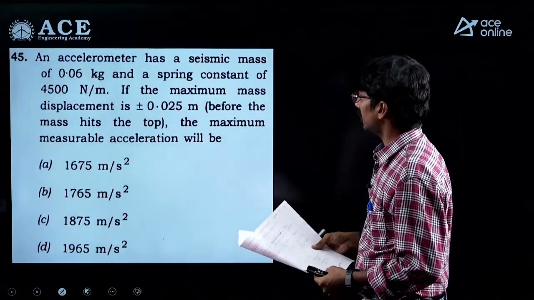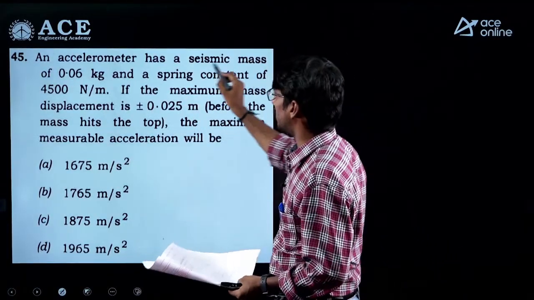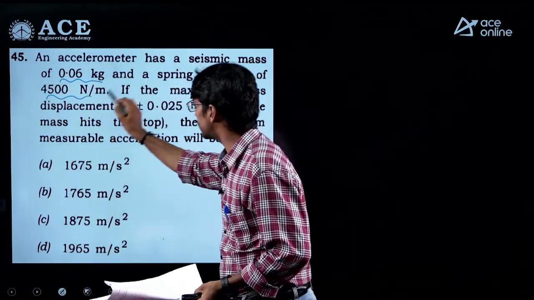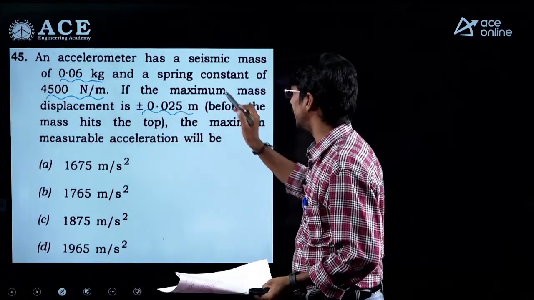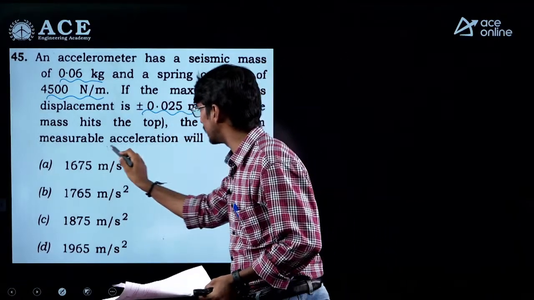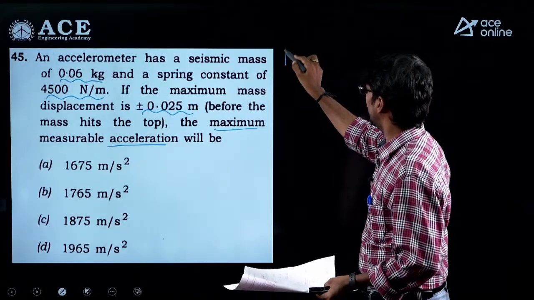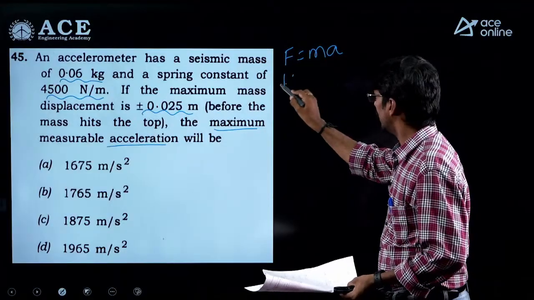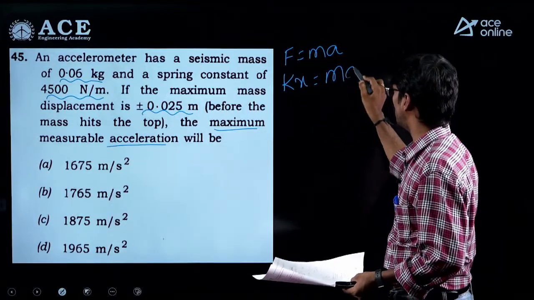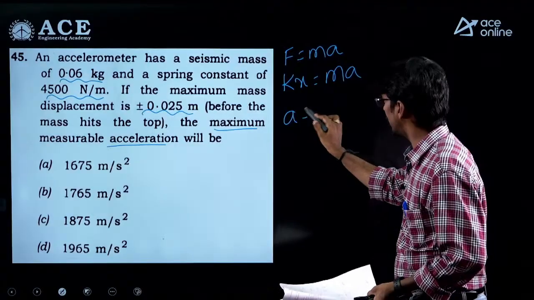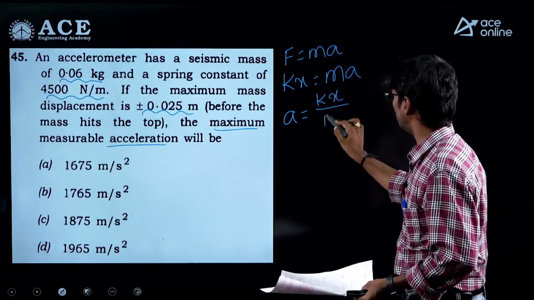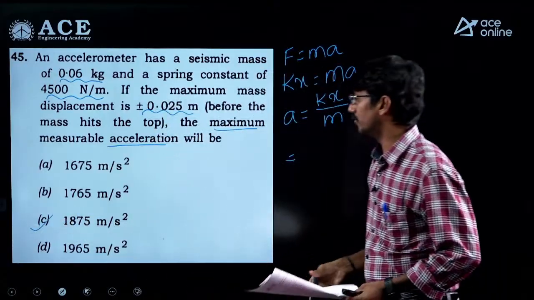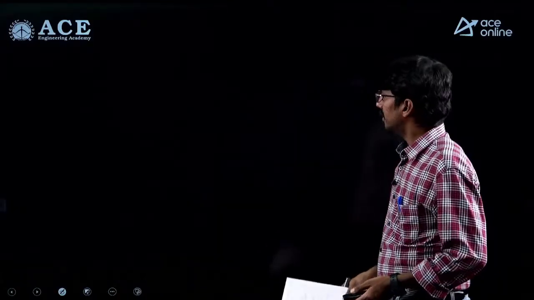Next one, an accelerometer has a seismic mass of 0.06 kg. Mass is given, force constant is given, and displacement is given. So what is asked? Maximum measurable acceleration. Simply F is equal to mass into acceleration, and F is K into X is equal to mass into acceleration. So acceleration is equal to K into X by mass. If you substitute all the values, you are going to get 1875 meters per second square.